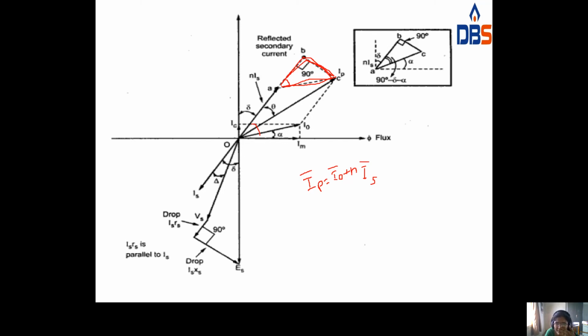So from this triangle, here the angle is 90 degrees, here the angle will be zeta, and here the angle will be 90 minus zeta minus alpha. Why? Because it will make alpha. This is N into IS. So this is the phasor diagram.